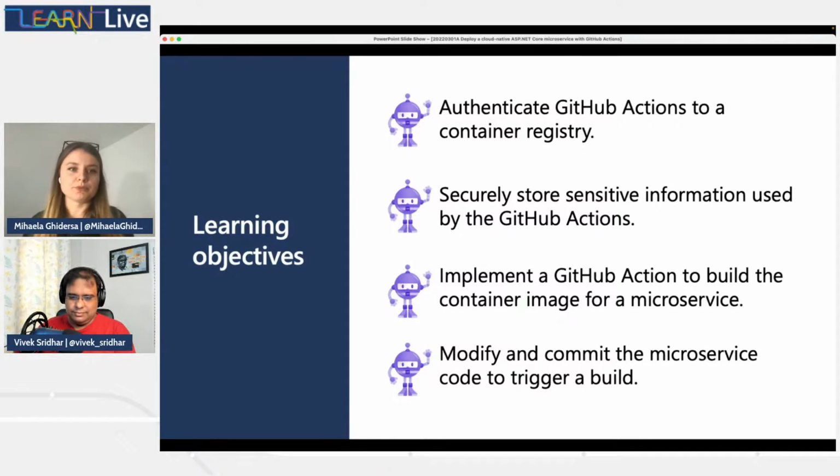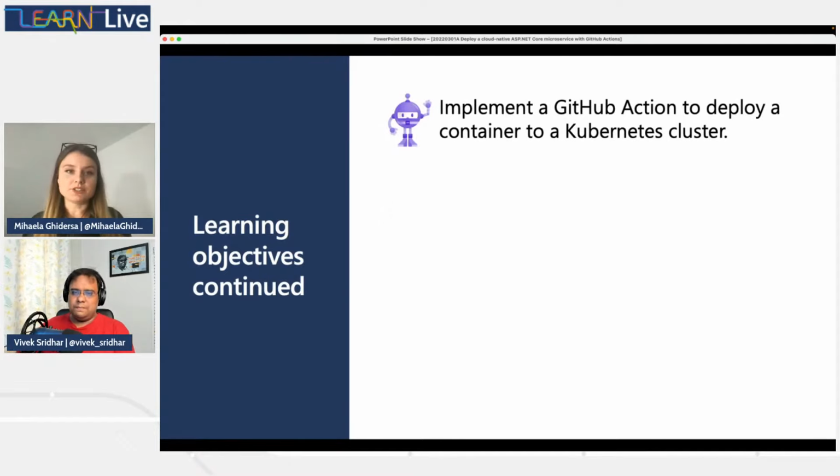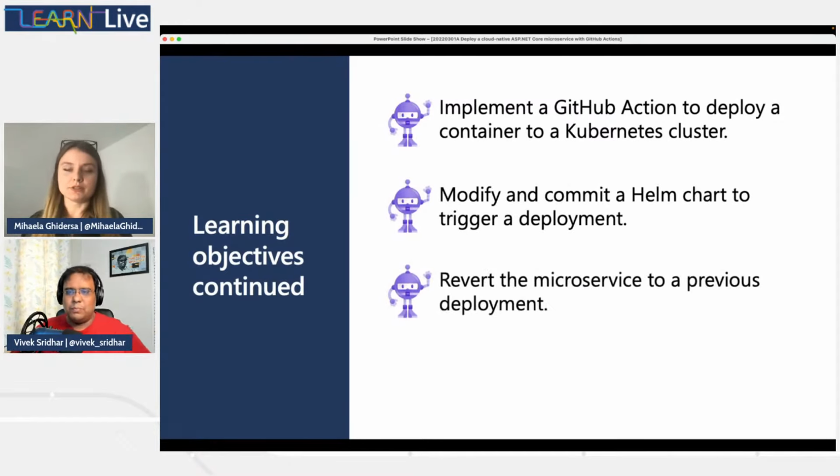Then we are going to modify and commit the microservice code to trigger a build. We are going to see that we can trigger a build by doing certain actions, and we are going to learn a lot about this part. Then we are going to implement a GitHub action to deploy a container to a Kubernetes cluster. Again, we are going to look at how we create that file and what we have to take into consideration. We are going to learn about the components of GitHub Actions and how we can use them in a deploy file.